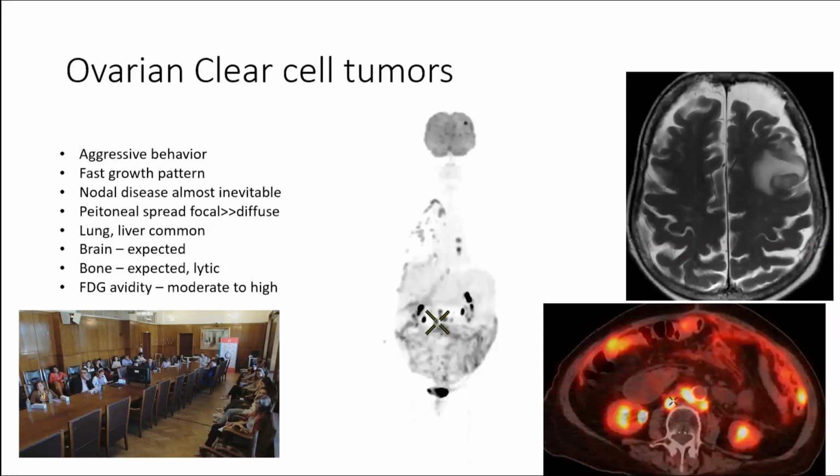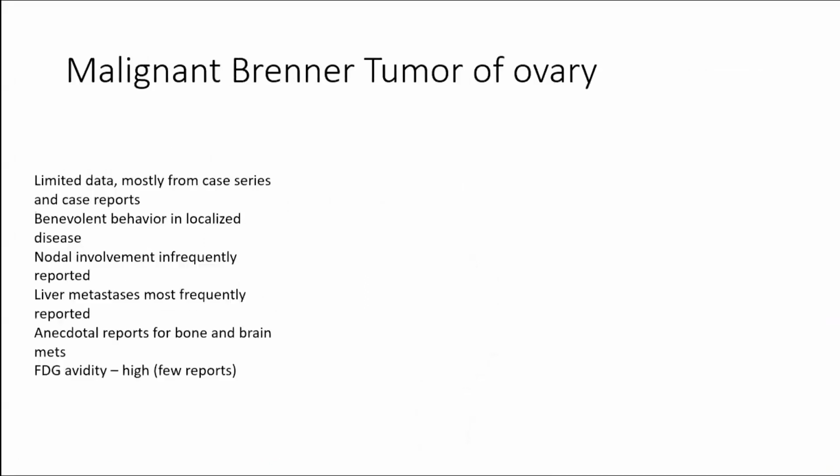Clear cell tumors of the ovaries behave exactly like clear cell tumors of endometrium. We expect early distant metastasis. Here we expect brain, so we are not surprised to see brain metastasis in clear cell tumor.